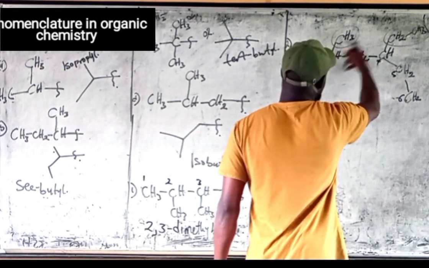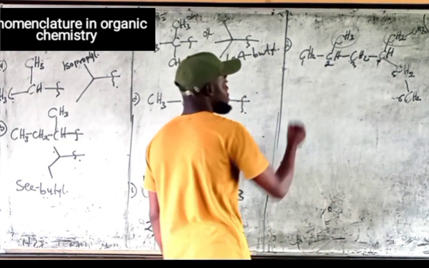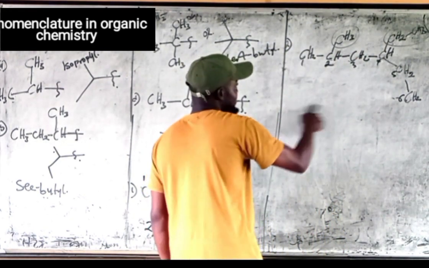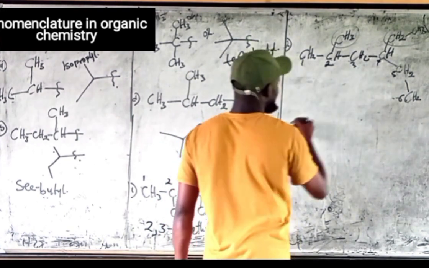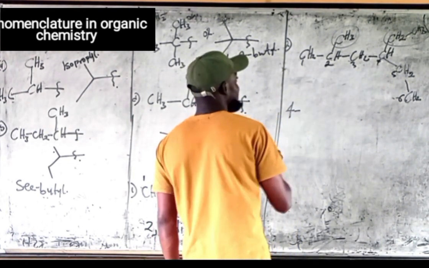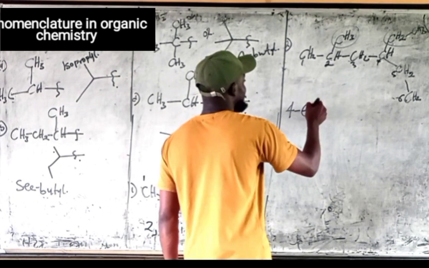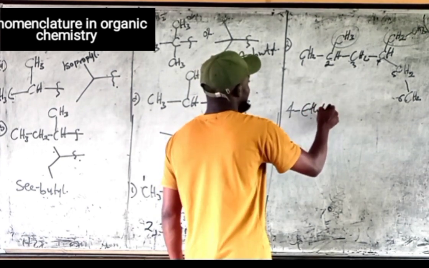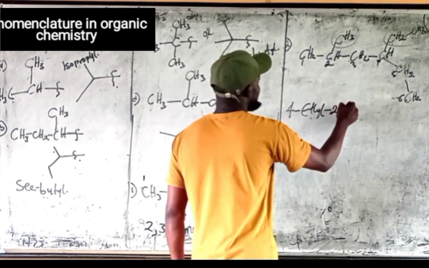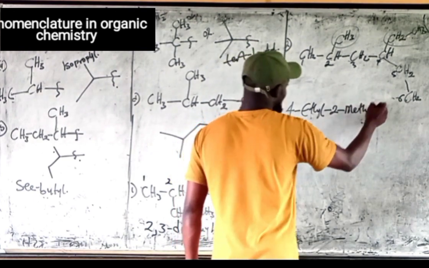Then we have methyl, ethyl. E comes first before M. So we are going to have ethyl. Before we call the ethyl, we call the location, together number 4 carbon. That's 4-ethyl. Then 2-methyl. And what's the name?